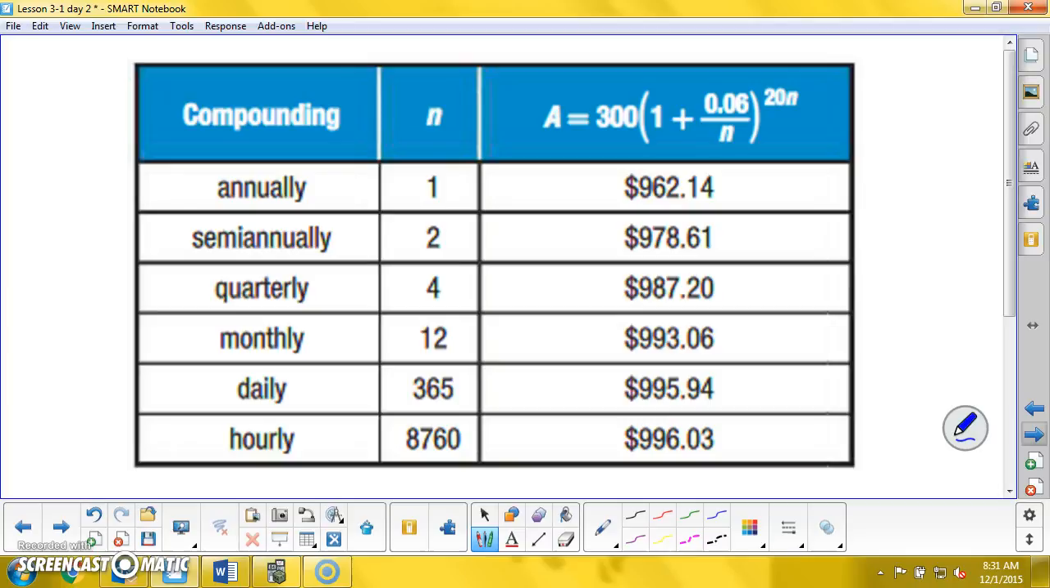Quarterly would be 4 times a year. We can see it's even more money. Monthly, that's part B, 12 times a year, we get $993.06. And daily, 365 times a year, which is even a little bit more money. And we could even do it hourly, which would be 8,760 hours in a year, which we earn the most.